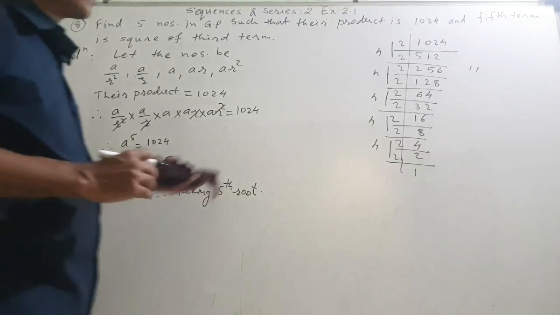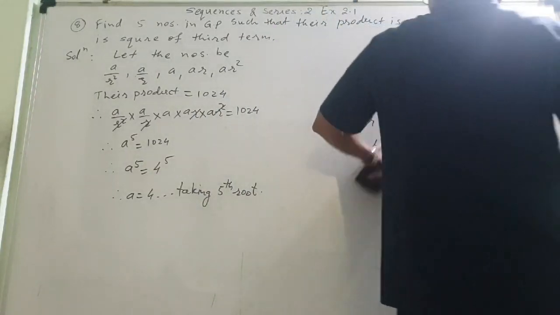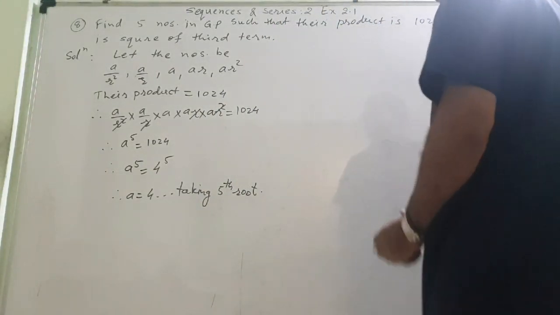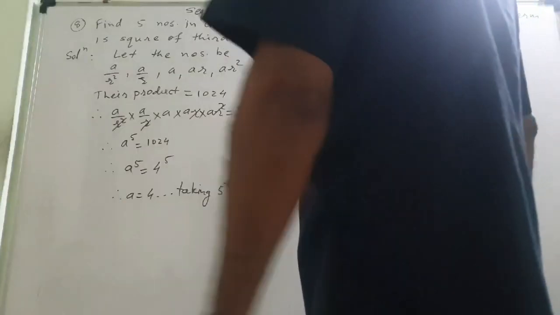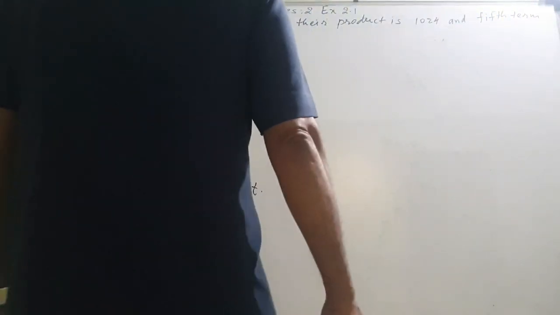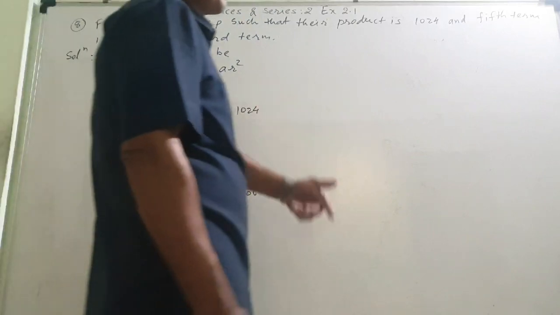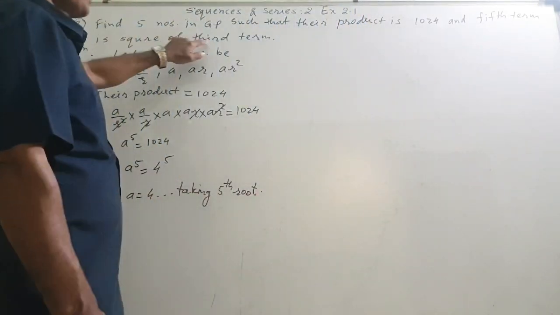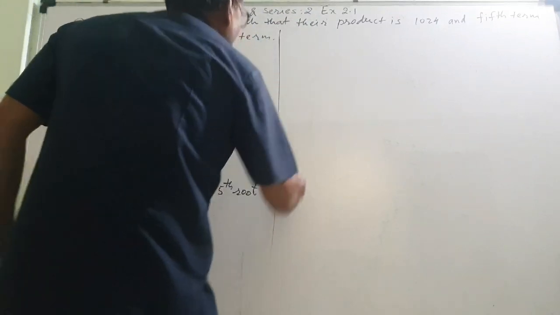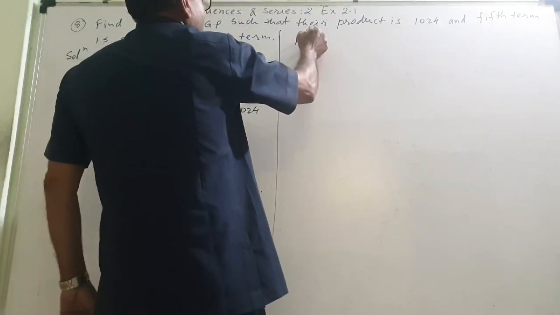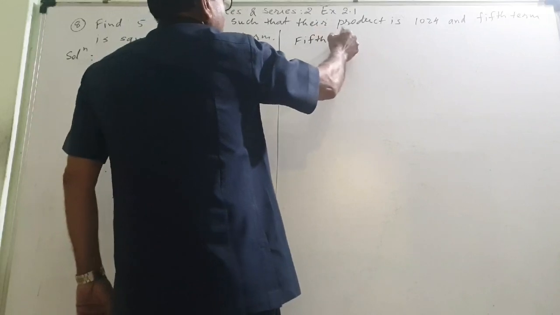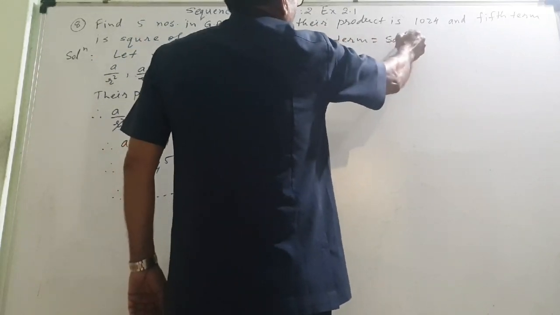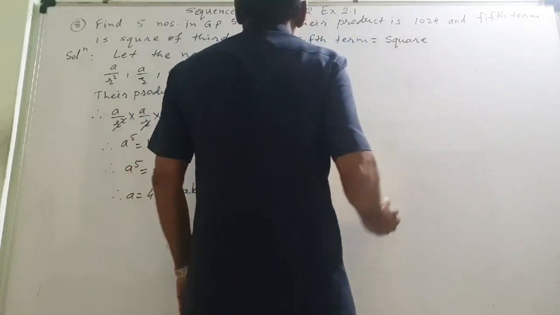So now, I have got this A. Now I want R. So for that, there should be another condition. Fifth term is square of the third term. That I will write. Fifth term is equal to square of third term.